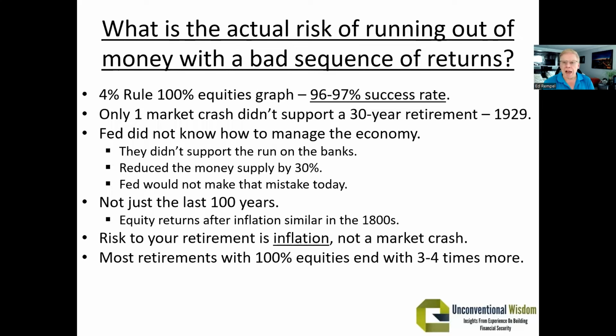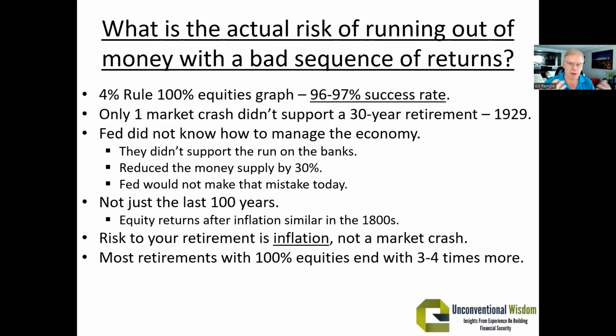So what's the actual risk of running out of money with a bad sequence of returns? We have this big risk, sequence of returns risk. How bad is it really? I tested it for 150 years, with actual data: actual stock market returns, actual inflation. The 4% rule is you take your investment and take 4% out a year and increase it by inflation every year. Success is defined as it lasting for 30 years or more.